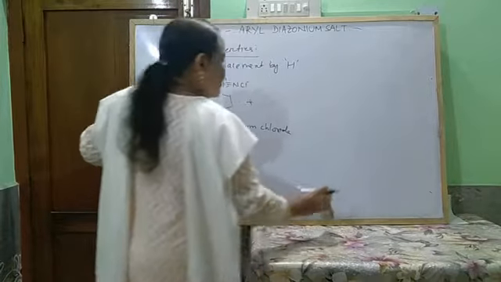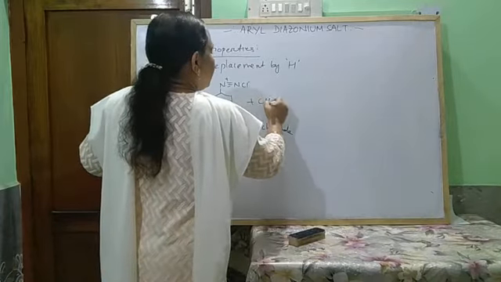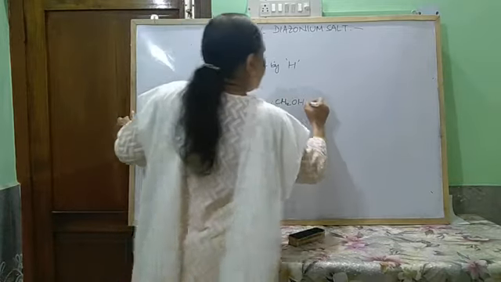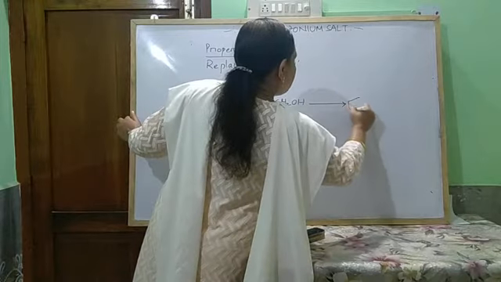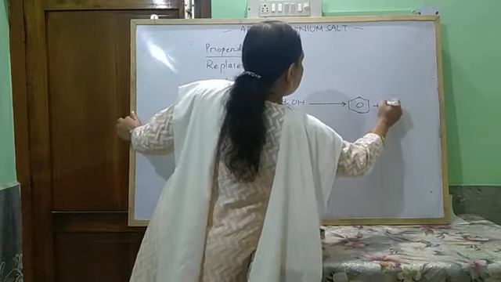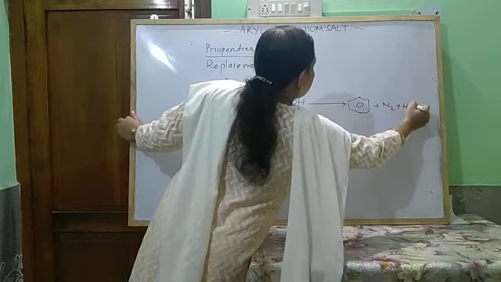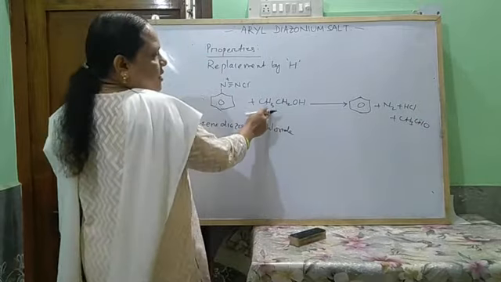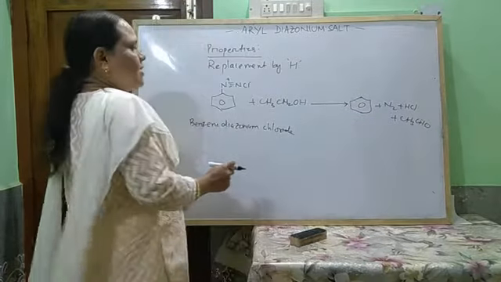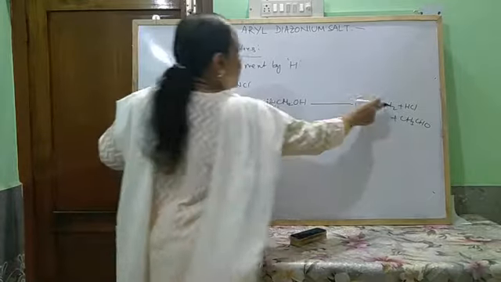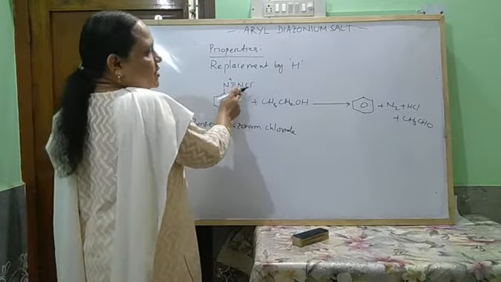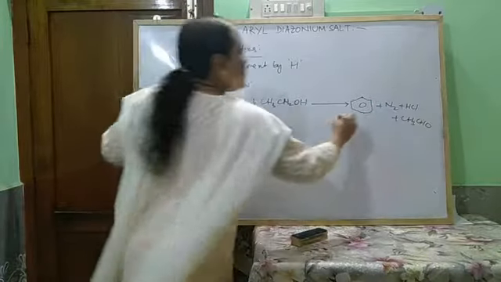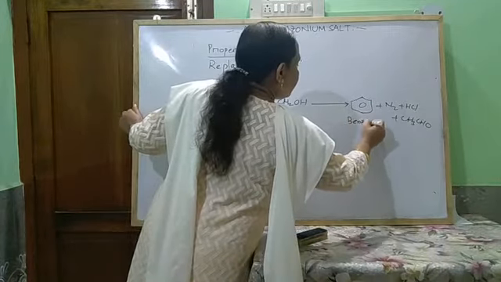So when benzene diazonium chloride is treated with ethanol, it forms benzene plus N2 plus HCl and CH3CHO. The ethanol undergoes oxidation to aldehyde. The nitrogen, the diazo group, is removed here, and Cl minus is converted to HCl. So it forms benzene.